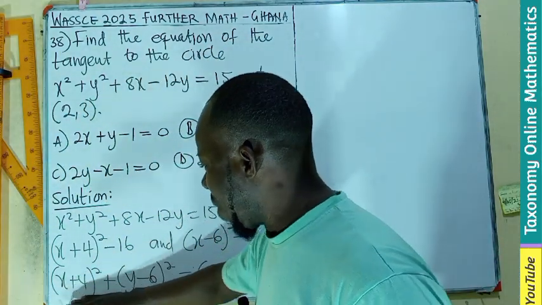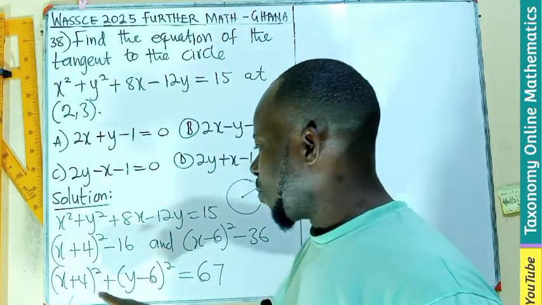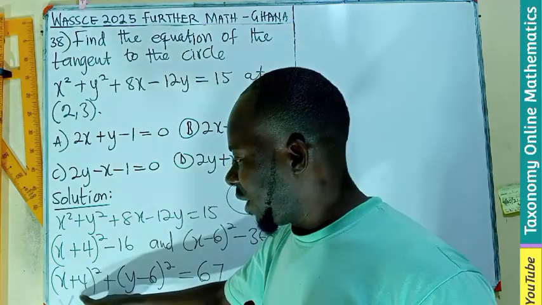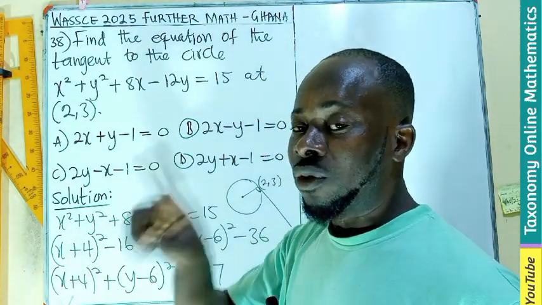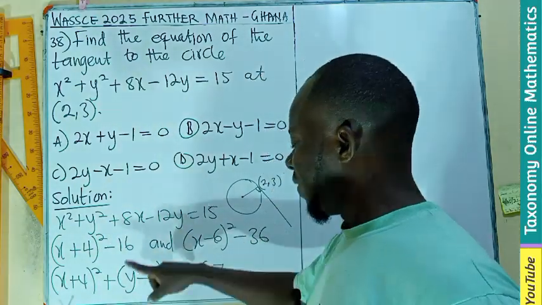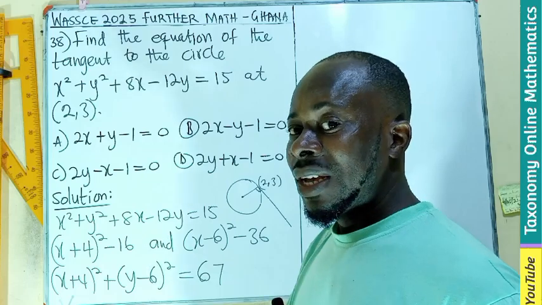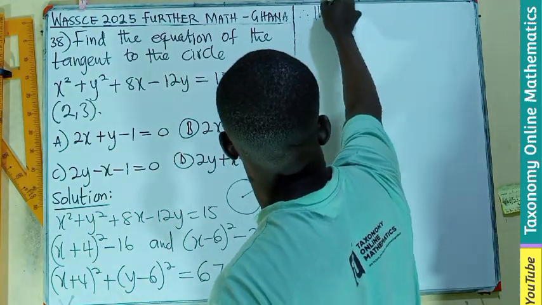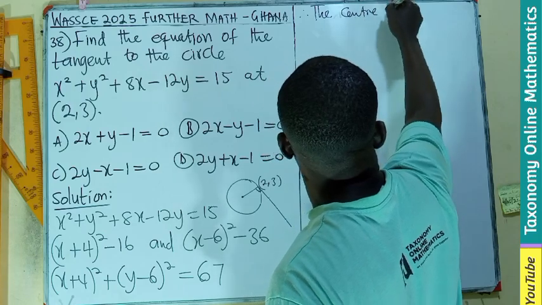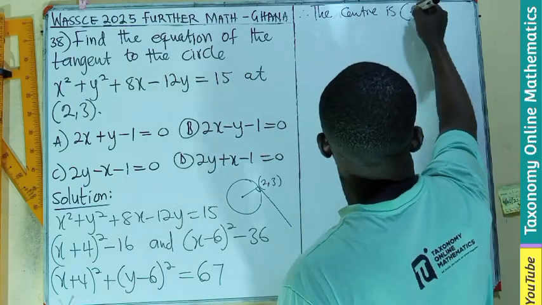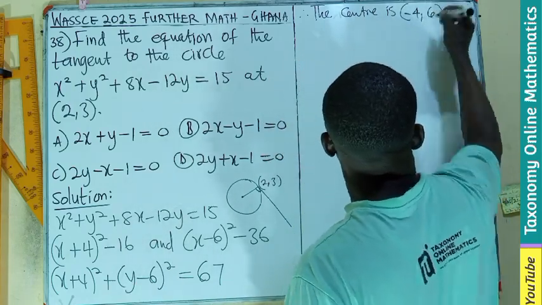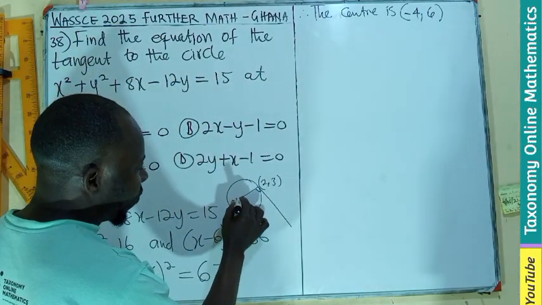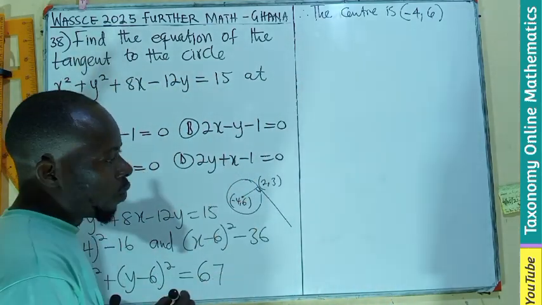But don't forget the ones in the bracket, we have the point. The zeros of these will give you the center. So this equals 0, giving x equals minus 4. This equals 0, giving y equals 6. So therefore, the center of the circle is minus 4 and 6. So I know the center as (-4, 6).